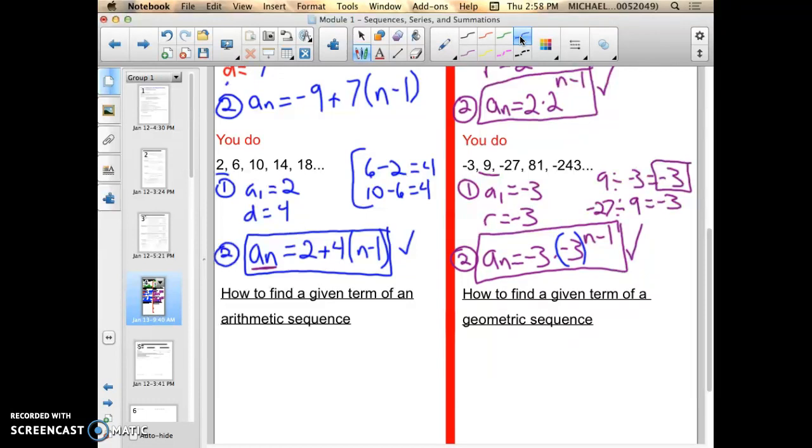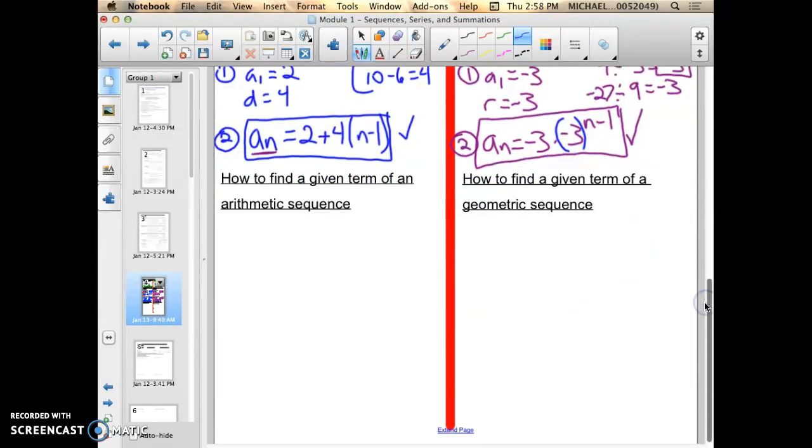All right, let's move on to the final piece of this objective. Now, the whole point of finding an explicit formula is, again, to reiterate what I said earlier, to find any given term in a sequence.